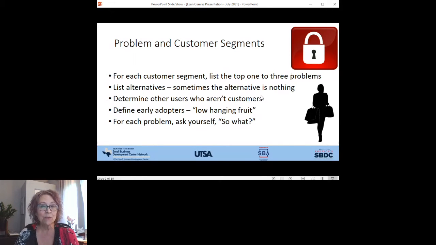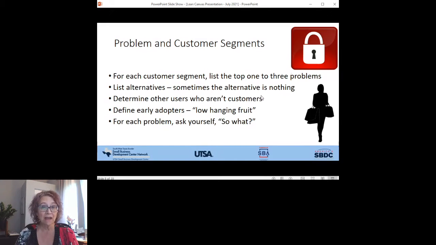So for each problem, ask yourself, and ask this over and over again, so what? Often we don't get to the core of what the problem is, right? And if you focus on the problem, you are much more likely to not only get to a better solution, but also it really helps with marketing copy.